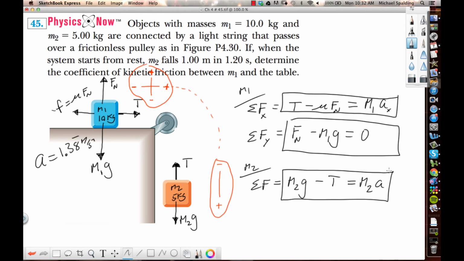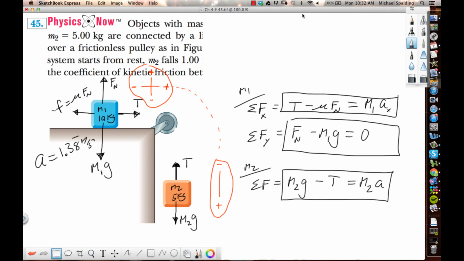All right, the hard part is now done. The remainder of this problem is algebra. So I'm going to make some room. We don't need this anymore. I'm going to scoot this up.